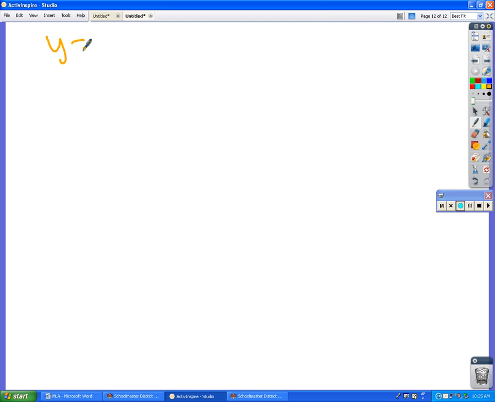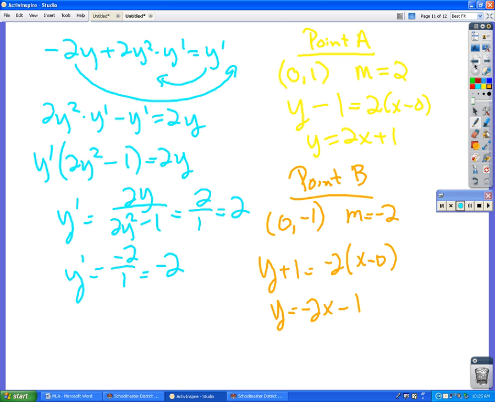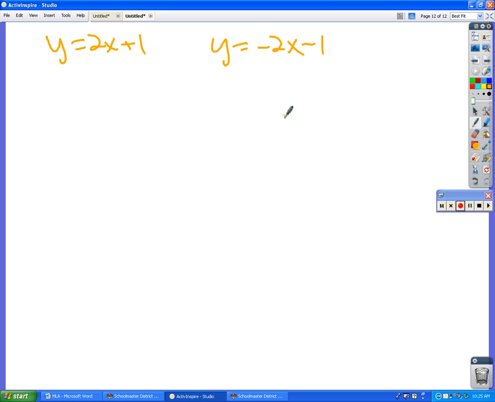So I have 2 equations: y equals 2x plus 1, and y equals negative 2x minus 1. How did you get the slope as 2 when it was 2y over 2y squared? We plugged in 1 for y. Okay, so I set those equal to each other. How are you also going to solve for y? Well, once you get the x, you plug it in. So 2x plus 1 equals negative 2x minus 1. If I add 2x to both sides, we get 4x equals negative 2. So x equals negative 1/2.